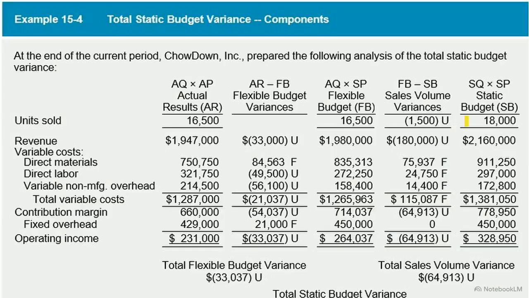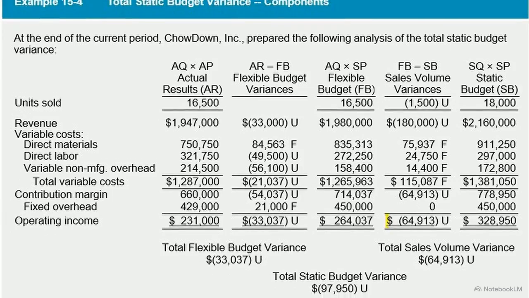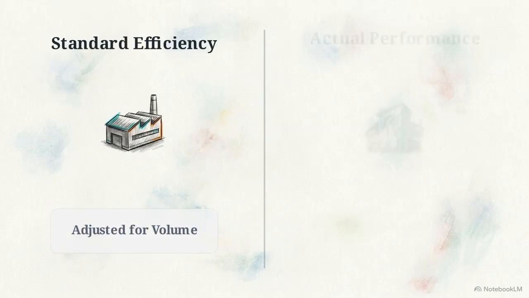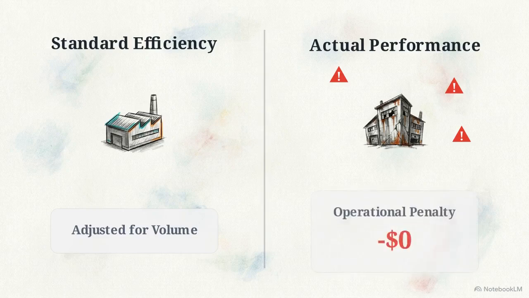We analyze the volume factor first. The company planned to sell 18,000 units, but only moved 16,500. That failure in sales volume directly caused a $64,913 hit to overall profitability. Next, the operational factor. Even after adjusting expectations for that lower volume, factory inefficiencies cost the company an additional $33,037.